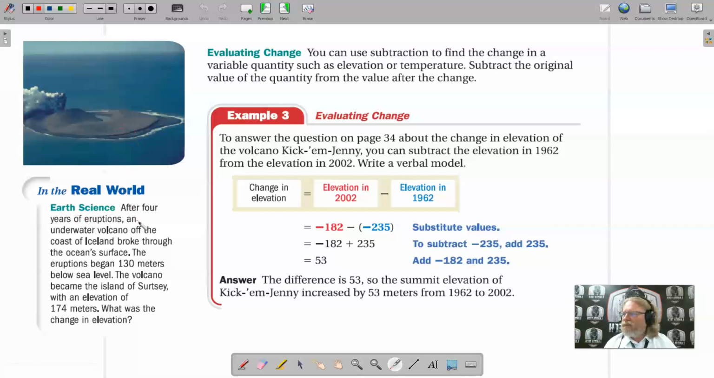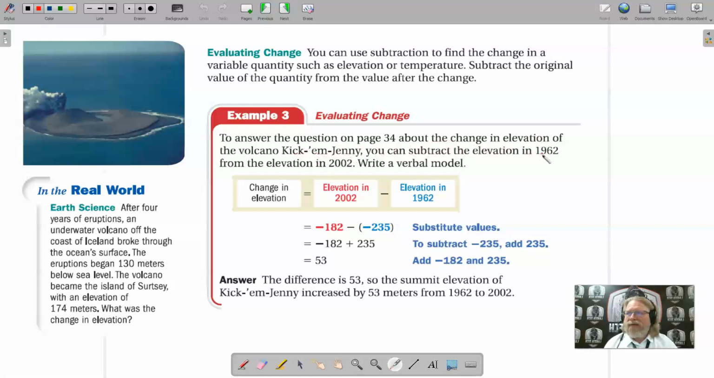After 4 years of eruptions, an underwater volcano off the coast of Iceland broke through the ocean's surface. The eruptions began 130 meters below sea level. The volcano became the island of Surtsey with an elevation of 174 meters. What was the elevation? Let's go ahead and look at the Kick'em one first, and we'll come back to that one. To answer the question on page 34, that was the Kick'em question about the change in elevation of the volcano Kick'em.